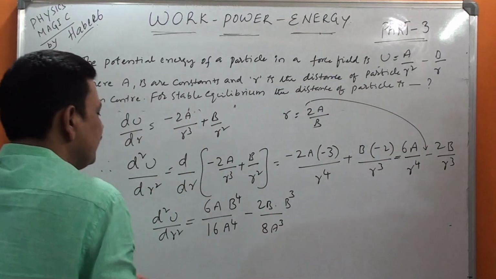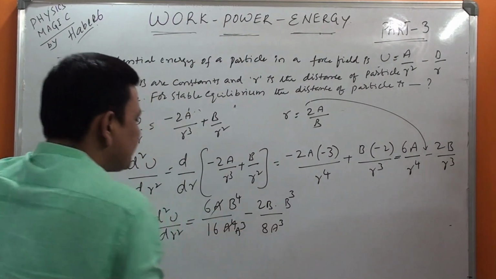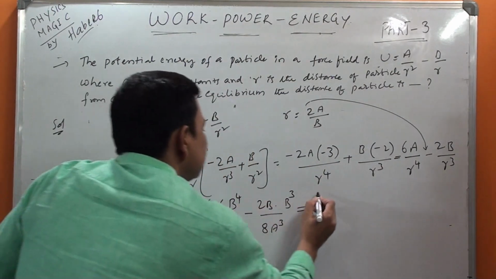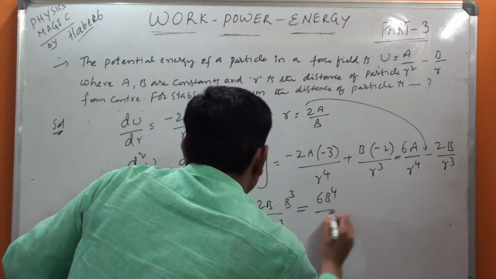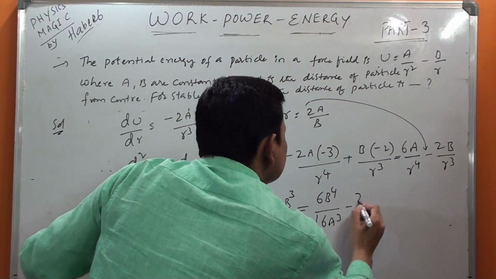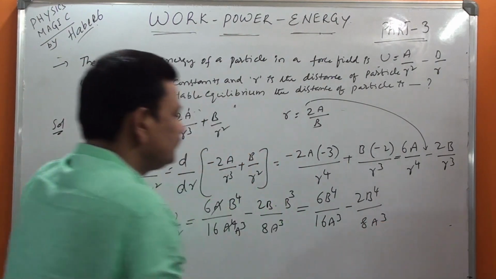Similarly, this one I have done. Now what will happen? A goes in this. A cube will be left. Then b power 4. Therefore, finally what we got? 6b power 4 by 16a cube minus 2b power 4 by 8a cube.